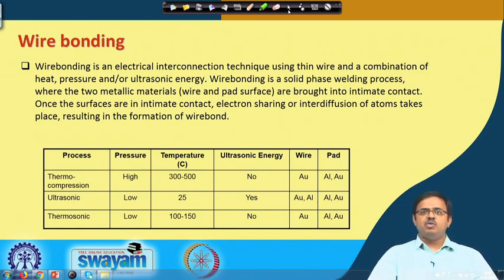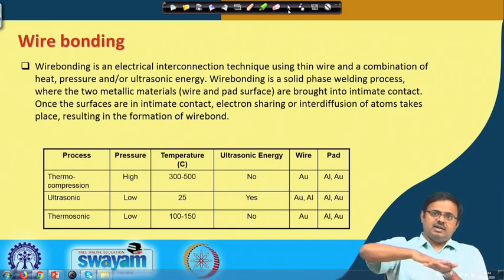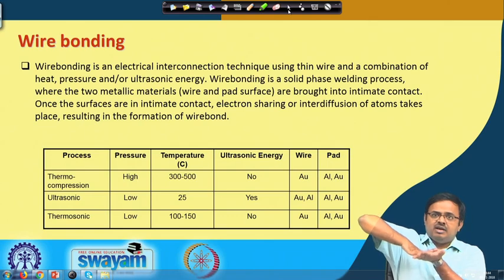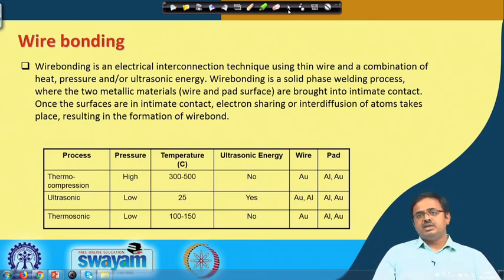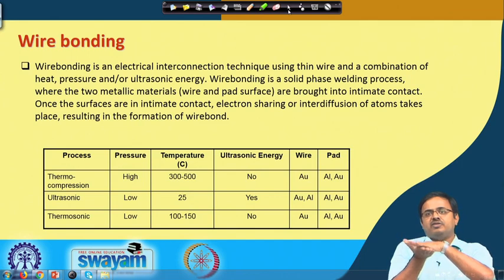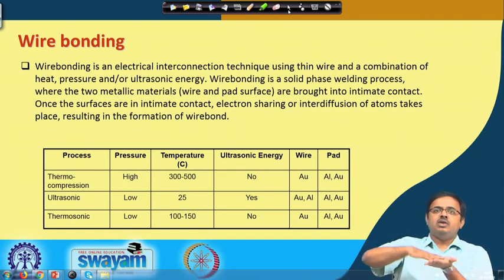The first process we talk about is thermocompression. Thermocompression bonding is where you bring the two surfaces in close contact and then press them while heating both surfaces to a high temperature. So, there is high pressure and simultaneously you heat it to a temperature in the range of 300 to 500 degrees C. The wire is typically gold and the pad can be gold or aluminum. Thermo means heat, compression means application of pressure. So the attachment happens due to a combination of heat and pressure.